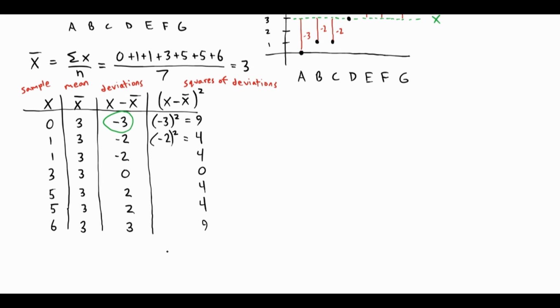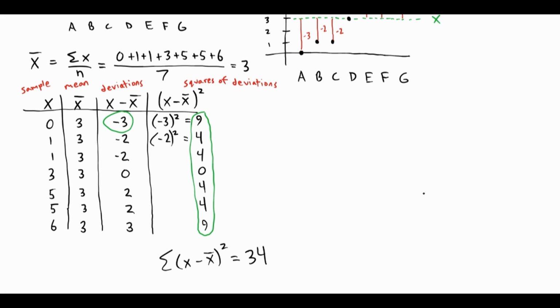Once you have those, you want to find the sum of that column just by adding them up. So add the 9, the 4, the 4, the other 4s, and the 9. So that gives me 34. Did you get 34? Yeah, 34.